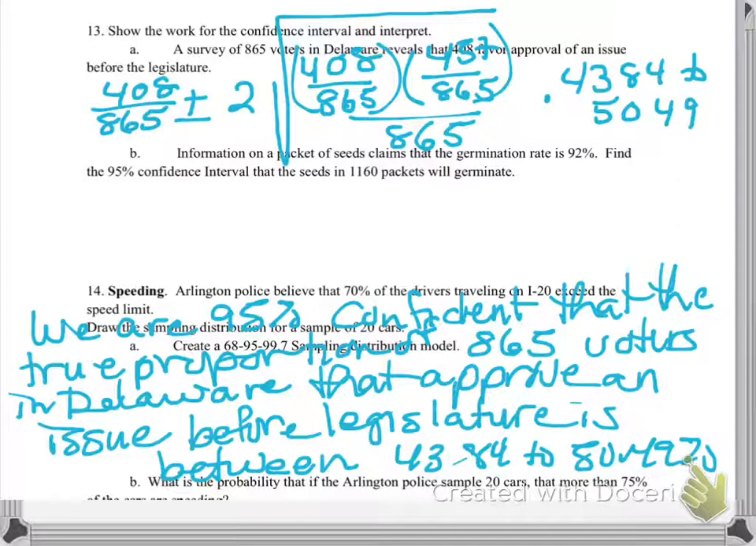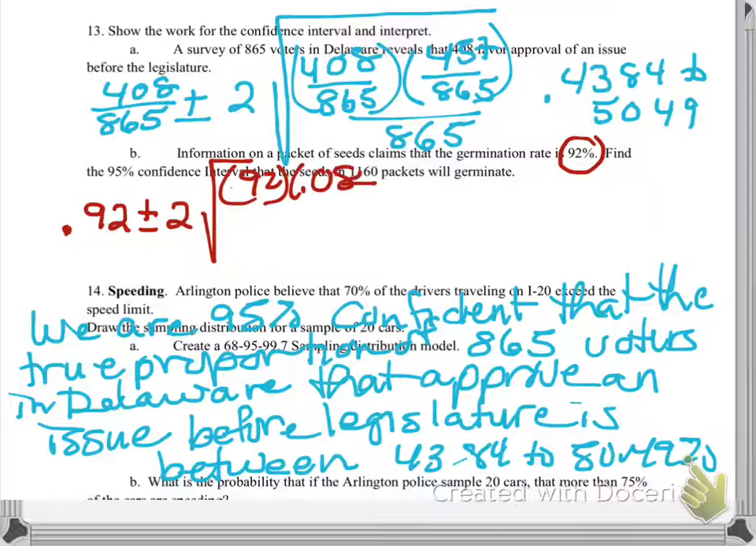Okay, I'm going to go change colors. Okay, so let's do this. They say that the germination rate is 92%, and we have 1160 packets. Okay, so my expression is going to be 0.92 plus or minus 2 times the square root of 0.92 times 0.08 divided by 1160. Okay, so let me go do the math and I'll come back.